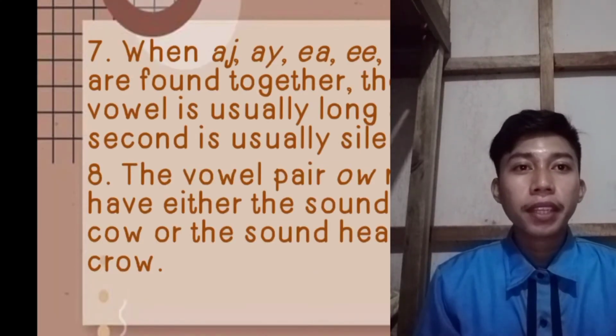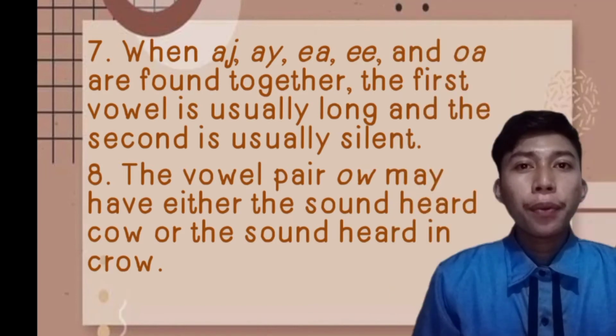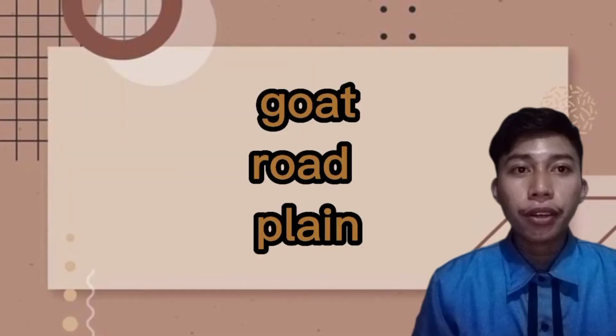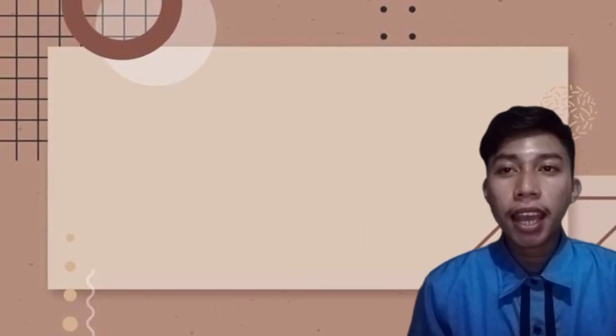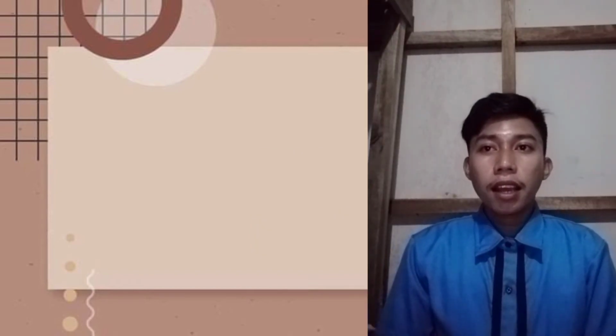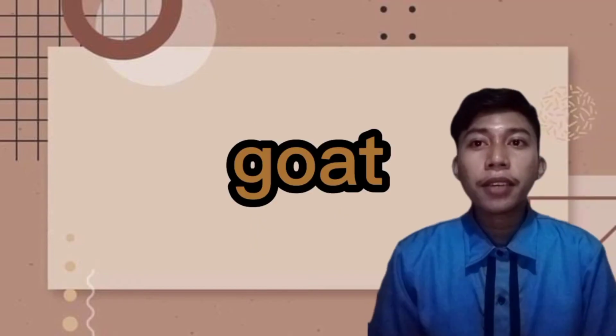Rule number 7. When AI, AY, EA, EE, and OA are found together, the first vowel is usually long, and the second is usually silent. For example, goat, road, plane. As you can see, in the word goat, OA are together. Therefore, the first vowel is long.